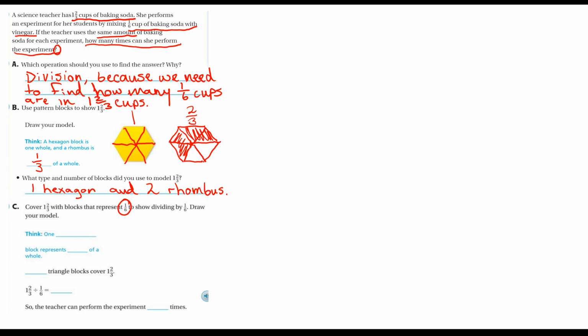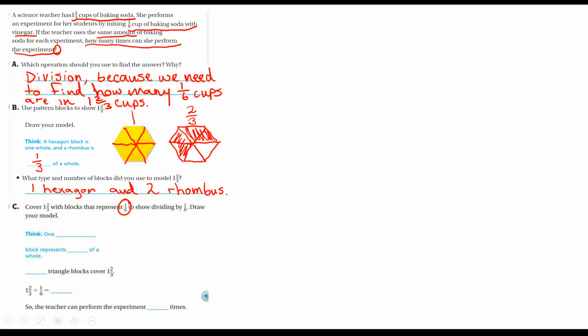One triangle represents 1/6. So each one of these triangles up here represents 1/6. There's the 1/6.